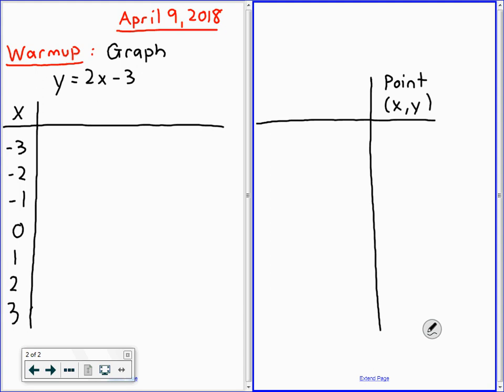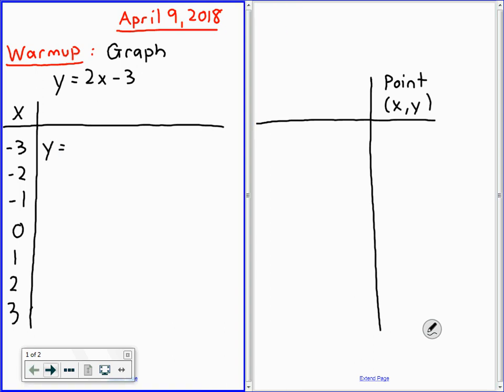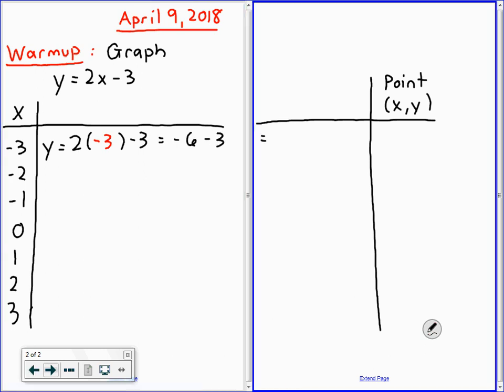Okay, Aiden, can you do the first one for me, please? Y equals 2 times -3 minus 3. Good. What's 2 times -3? -6. And what's -6 minus 3, please? -9. Good. So just to finish off this point, please, what's the coordinate going to be? -3, -9. Thank you, Aiden.